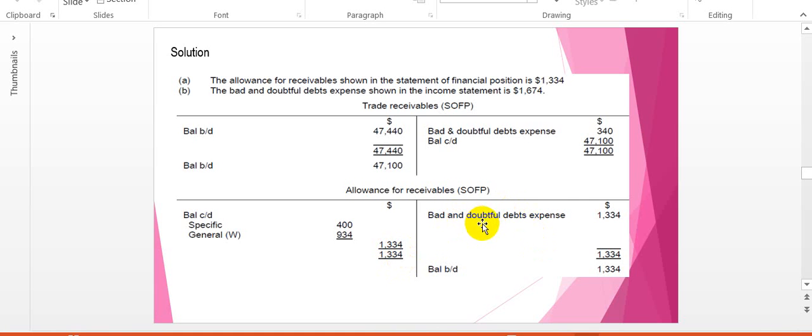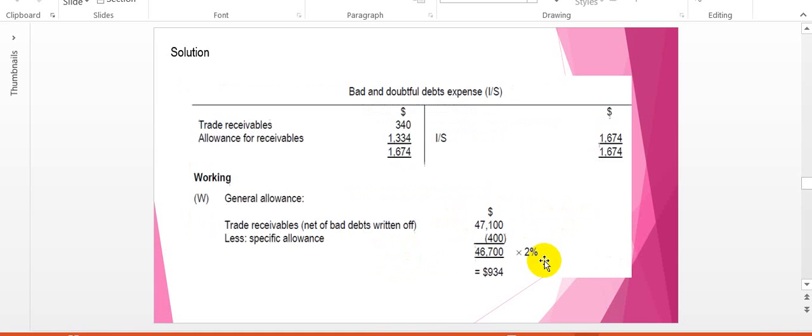This will be taken to the bad debt or doubtful debt expense account, which gets closed off to the income statement with a total of 1,674, being the 340 which has been written off as bad debt, and the 1,334 which has been expensed as specific and general allowance. That concludes this example.